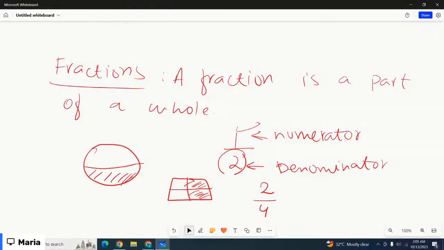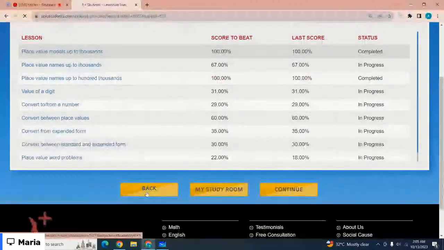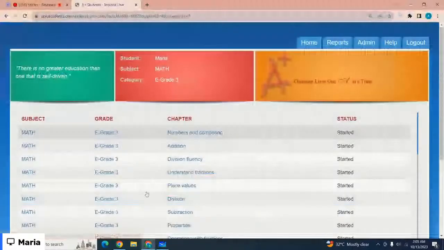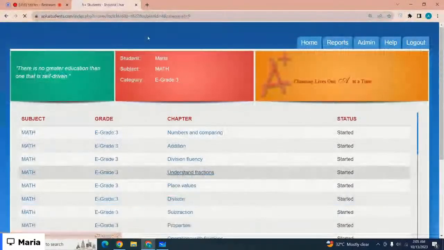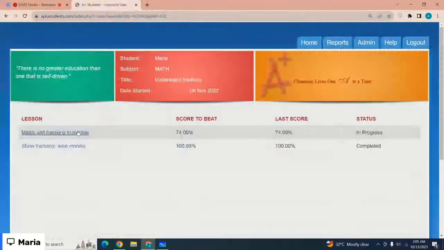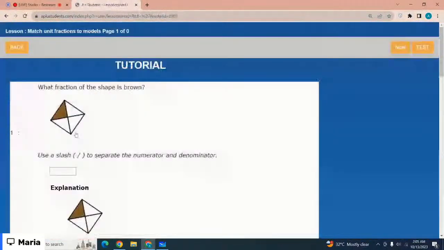So let's just start with the lesson. Here I'm on grade 3 math. We're going to start with the chapter understand fractions. So let's just start the lesson, that is match unit fractions to models. Okay, what fraction of the shape is brown? So first you have to see how many total portions the shape has, right? 1, 2, 3, 4. The shape has total 4 portions. Only one of them is brown. So you can write it as 1 out of 4, right? 1 over 4 you can write.